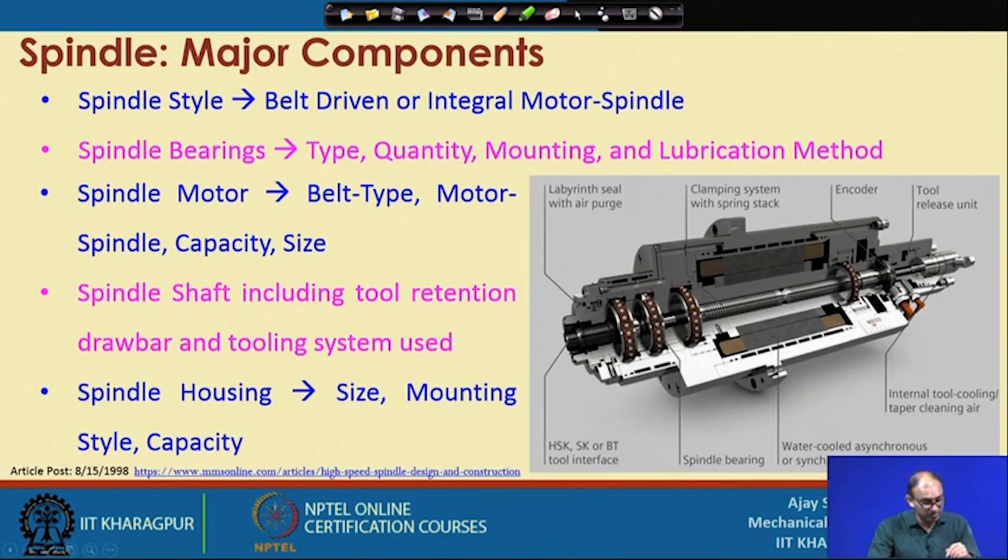Other than that, you have to provide a very uniform or very precise tool holding mechanism. So, mostly people go with HSK, because it has a dual contact, that we will discuss later. But other than that, there are many issues with that. So, these are the major components of a spindle.